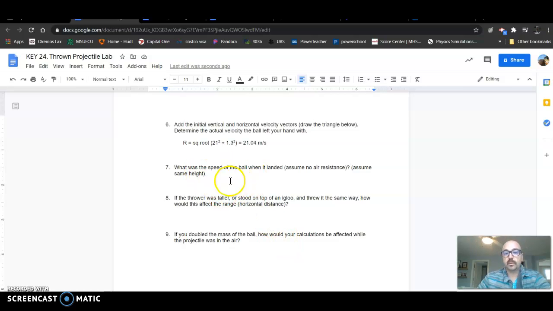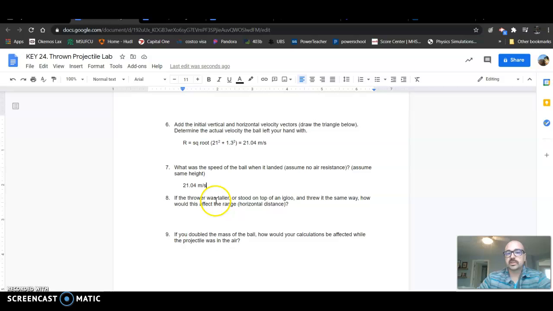And then what was the speed of the ball when it landed? So a lot of you did a whole bunch of math to get this, but if I threw it at 21.04 meters per second, it's going to land at 21.04 meters per second. So very conceptual, those are just the same. When you think about the vectors at the beginning, they look like this. At the end, they would look like this. So the hypotenuse of those are the same. It's just moving in a different direction.